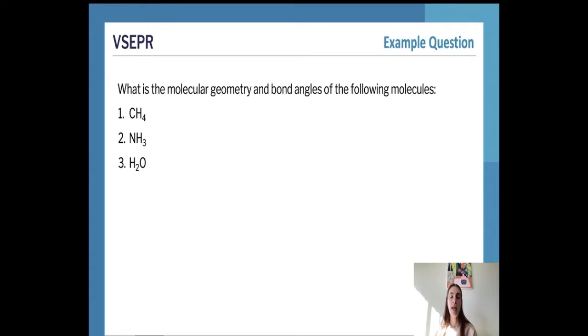So now we just have an example question. So if you're watching this live, feel free to take a moment to try these out yourself. So we'll just give about 1 minute for you to try these out yourself to figure out what the molecular geometry and bond angles of the following molecules are. And then if you're watching the recording, then feel free to take this time to try these out on your own and pause the video if you need. But basically we want to determine what the bond angles of CH4, NH3 and H2O will be. So I'll give you about 1 minute to try that on your own.